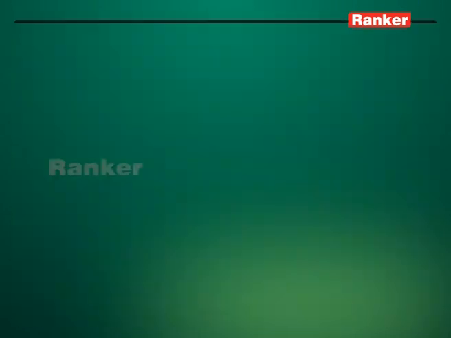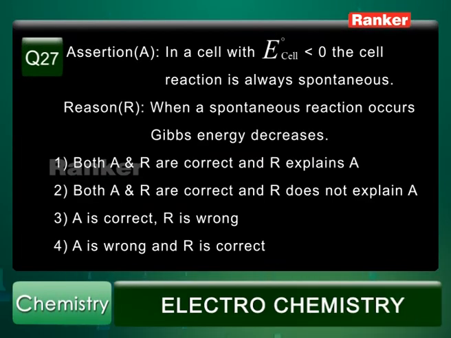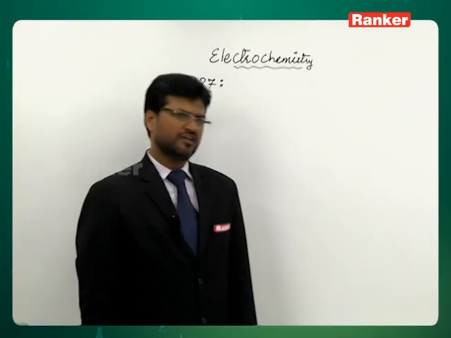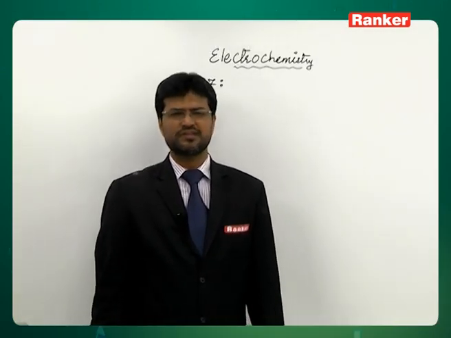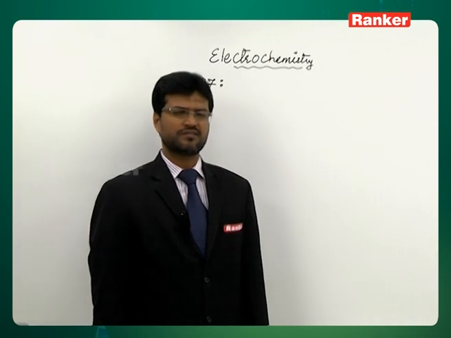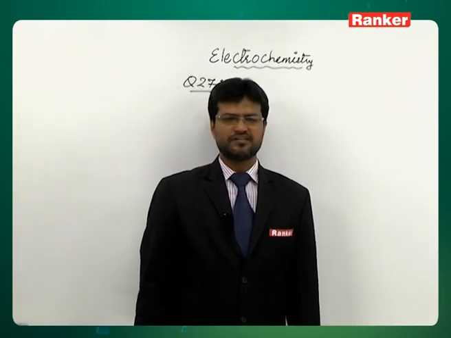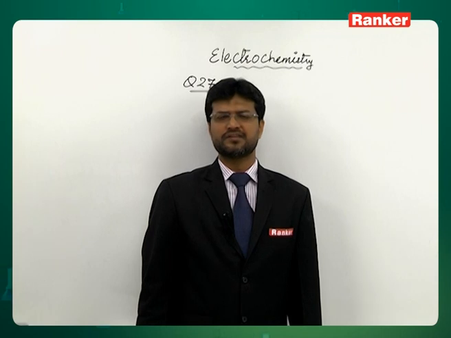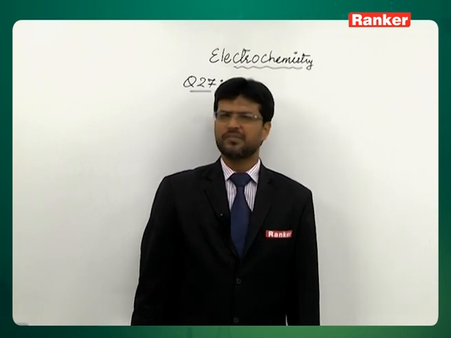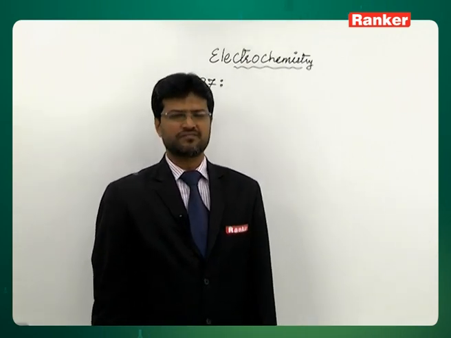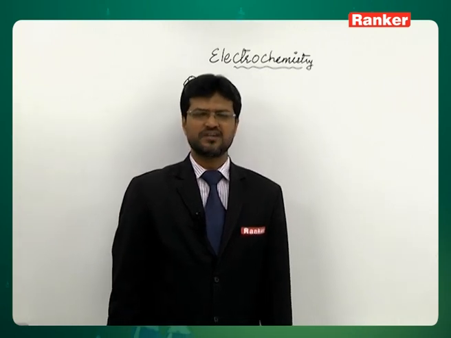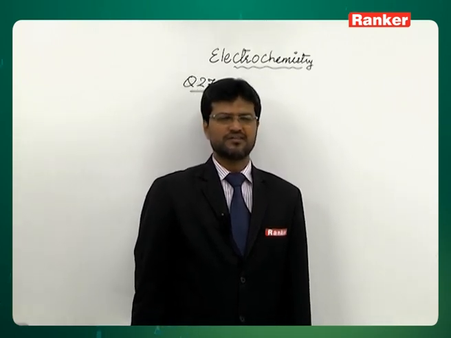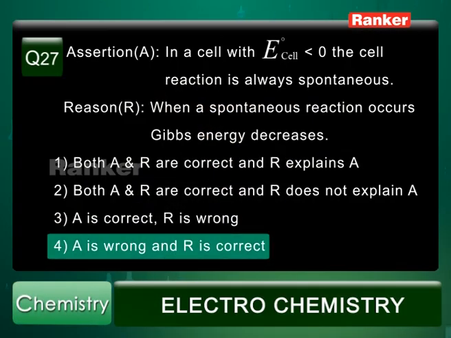Question number 27. Assertion A. In the cell with E0 cell less than 0, the cell reaction is always spontaneous. This is not true. EMF of the cell should be positive, then only we can say that the reaction is spontaneous. Now, reason: when a spontaneous reaction occurs, Gibbs energy decreases. This is true. Delta G is minus nFE. The decrease in the free energy indicates that the process is spontaneous. So, the correct answer is fourth option, where we say A is wrong and R is correct. Fourth option.